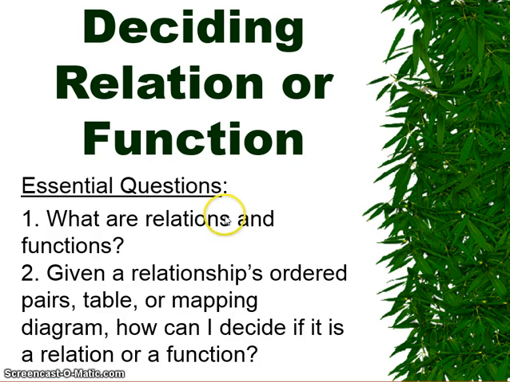In this lesson we are going to continue learning how to decide if a relationship is a relation or a function. So to complete this lesson you will have to answer two essential questions. First, what are relations and functions? And second, given a relationship's ordered pairs, table, or mapping diagram, how can I decide if it's a relation or a function?